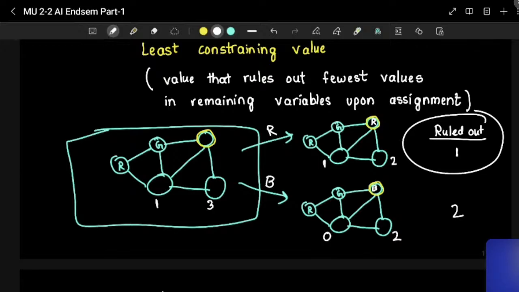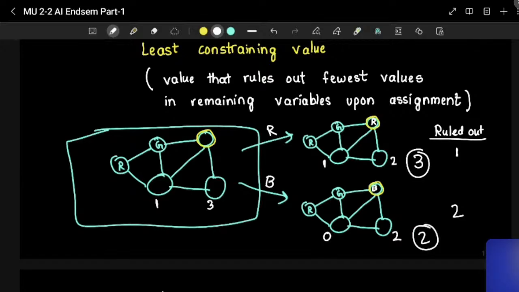See, this is one way of looking at it. There is one more way. Instead of looking at how many colors you have ruled out, you can also look at how many values are remaining. Choosing the assignment with the minimum ruling out is equivalent to choosing the assignment with the maximum remaining values. Here the remaining values, if you see, it is 3. Here it is 2 plus 0, 2. So maximum remaining values is there in the first case. So it's still the first case only. So this will be your least constraining value.